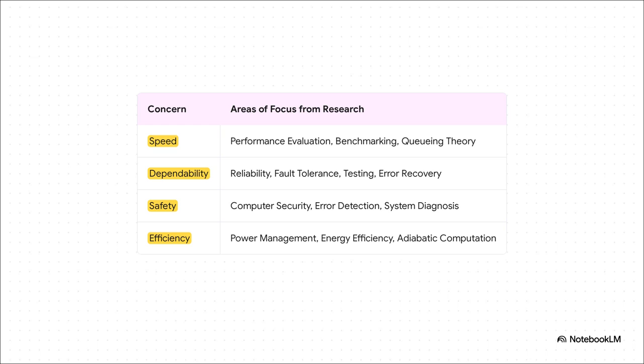When we talk about speed, researchers are focused on things like benchmarking to measure it and make it better. For dependability, they're working on fault tolerance and error recovery so our systems don't just crash. For safety, that's all about computer security. And a really big one lately is efficiency, especially when it comes to power.